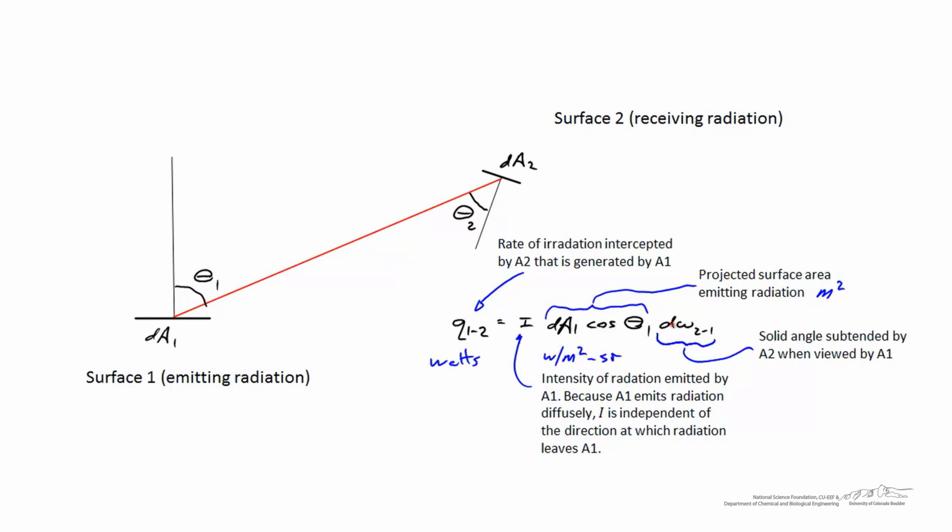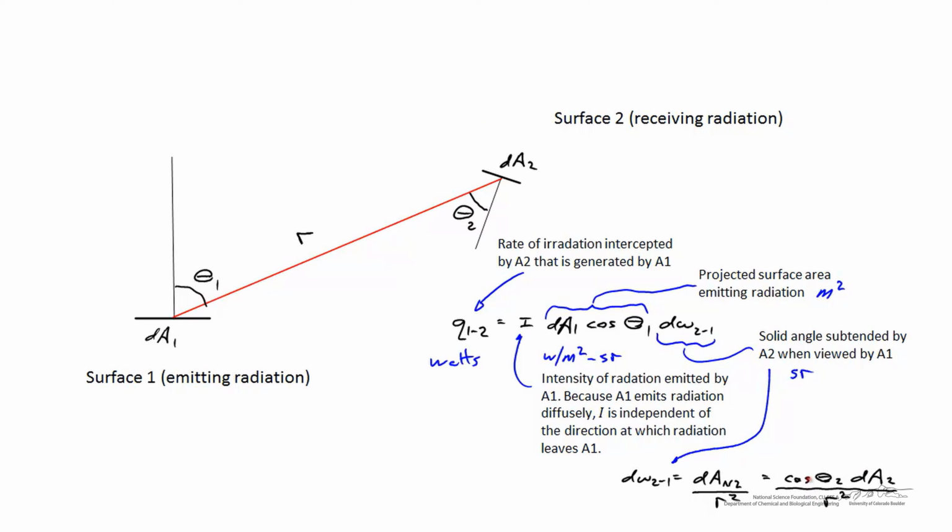The units on d omega 21 are steradians. If we write it out mathematically, d omega 21 is the normal projected surface area of A2 divided by r squared. The r is the distance between the center of dA1 and the center of dA2. And this is the projected surface area of A2, so we just say cosine of theta 2 times the differential area of A2, divided by r squared.